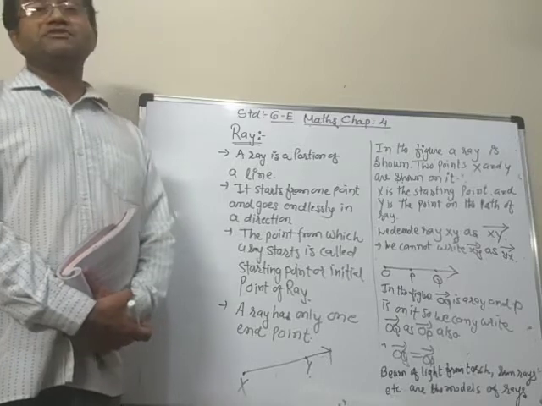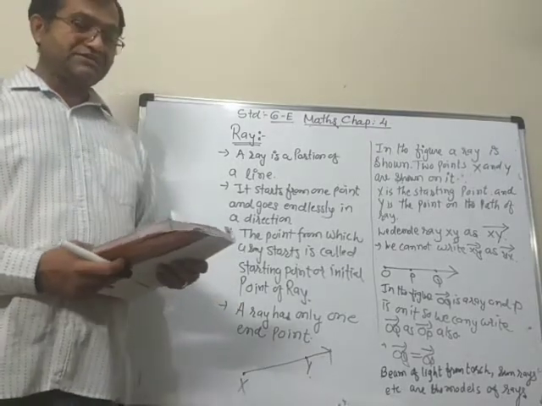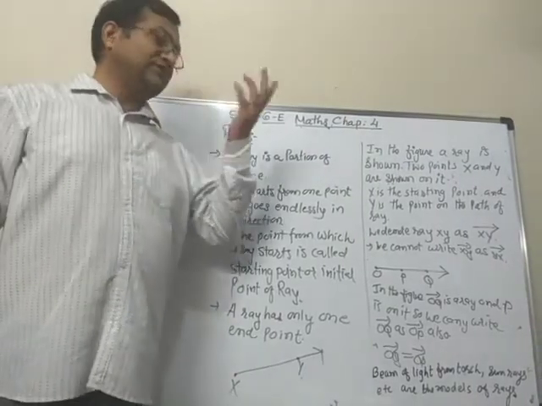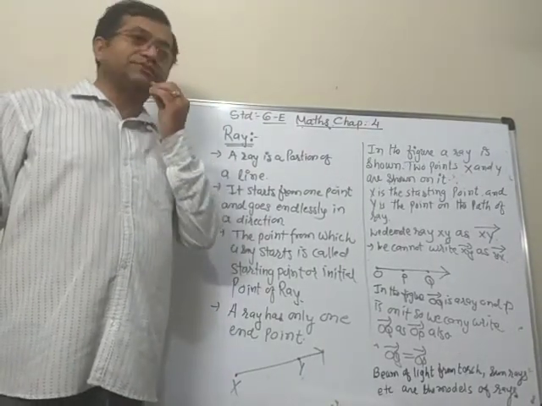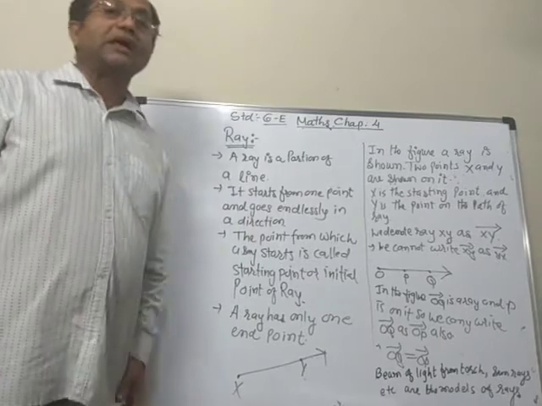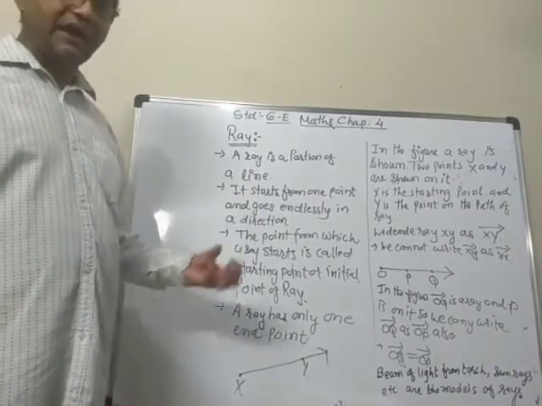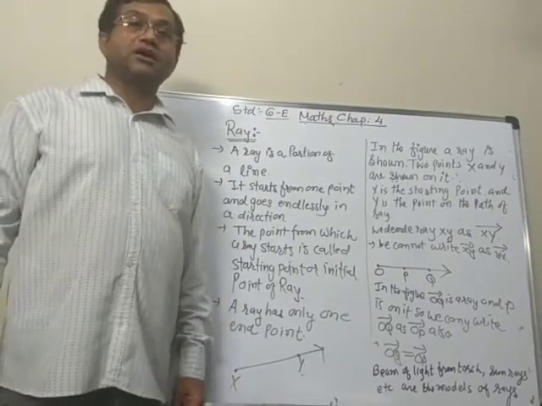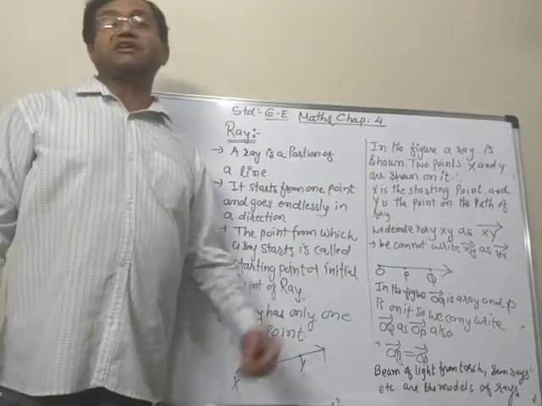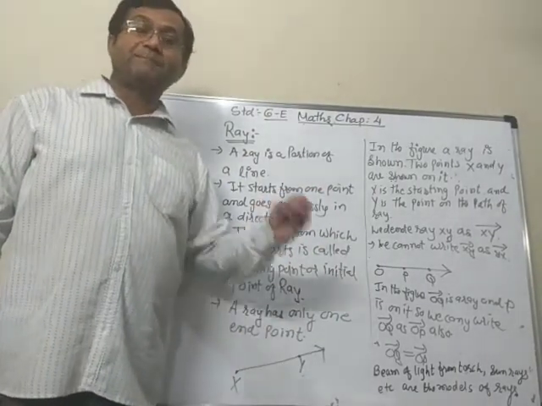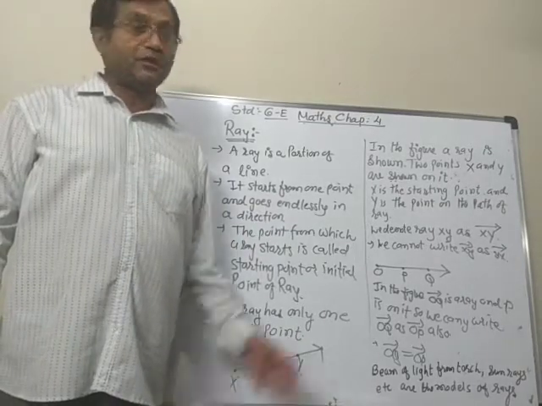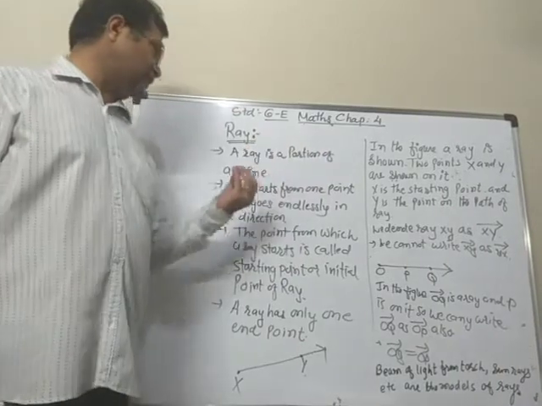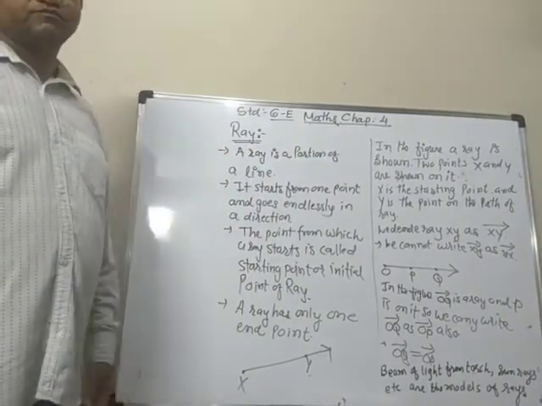In maths, we are busy with chapter 4, basic geometrical ideas, in which you already learned about point, line segment and lines. Also, you learned about intersecting lines and parallel lines. Now, in this session, we will learn about ray.